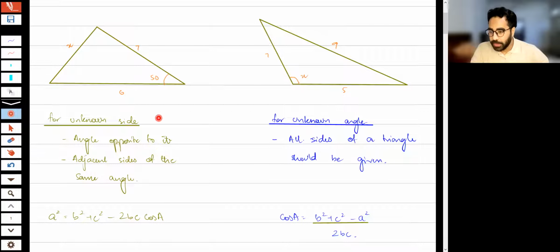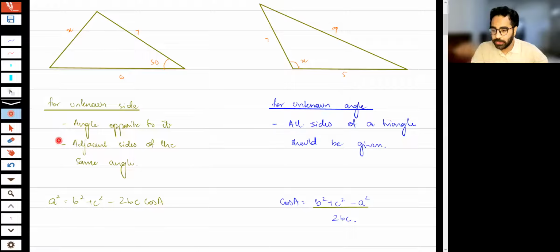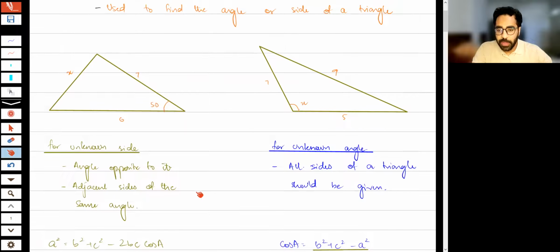So, तो फिर अगर मैं अननोन साइड निकालना चाह रहा हूँ, so I'll be making use of this formula: a square equals b square plus c square minus 2bc cos A. Now what are these a, b, c and this A? ठीक है, now this a is the unknown side that I have to find. ठीक है, and this capital A would be the angle opposite to this unknown side. Okay, what are b's and c's? B's and c's are the adjacent sides of the same angle. The angle which was opposite to the unknown side, उसी की adjacent sides जो होंगी मेरी, वो B और C होंगी.